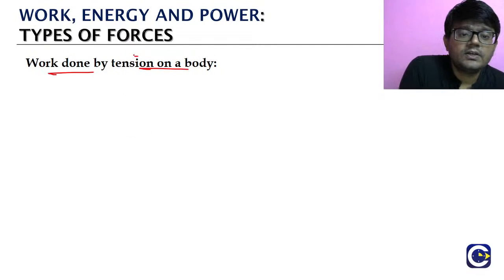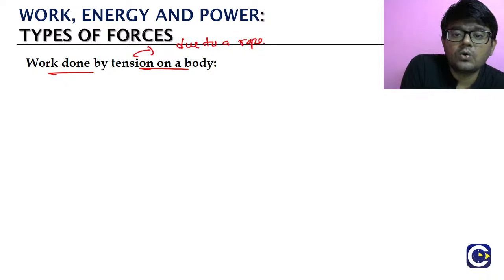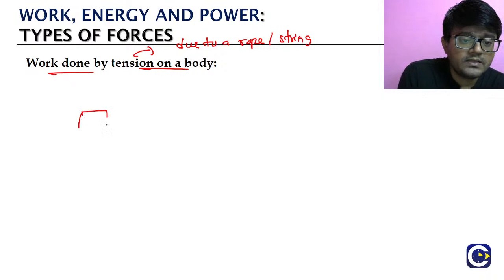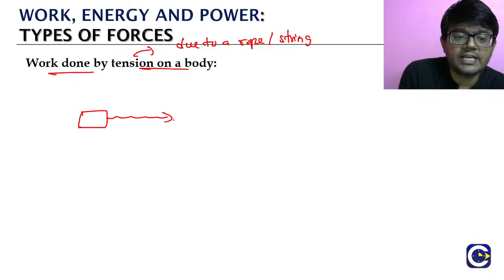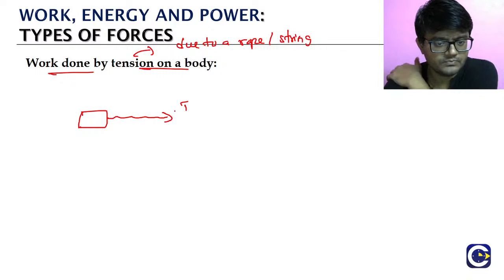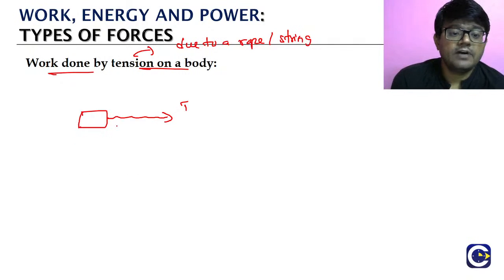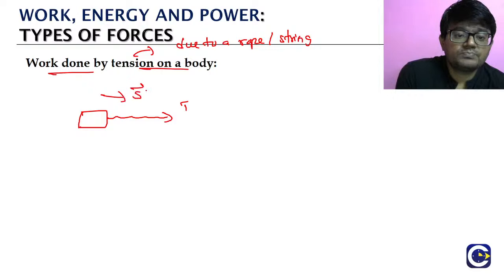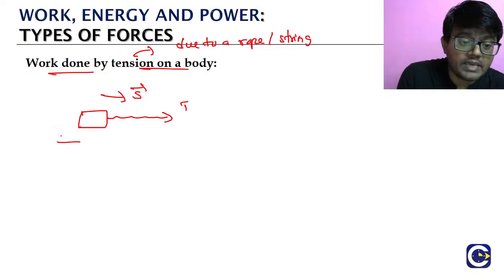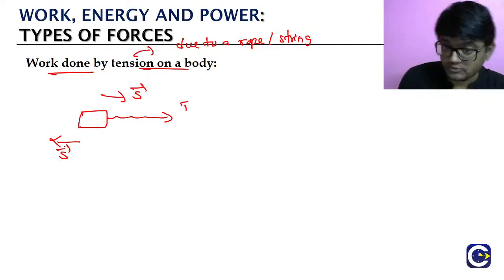Tension is what? The force acting due to a rope or a string. That is tension, right? It is the force acting due to the rope or a string. See, we are attaching a rope or a string to a body. Okay, so tension will always be acting into the rope. We can have the displacement which is along the tension force, or we can have cases where displacement is opposite to tension force.